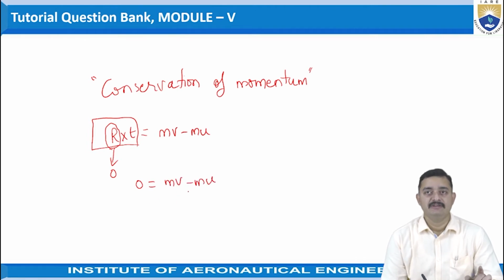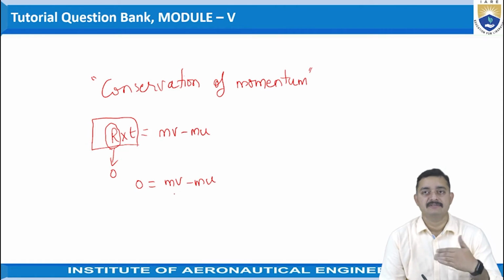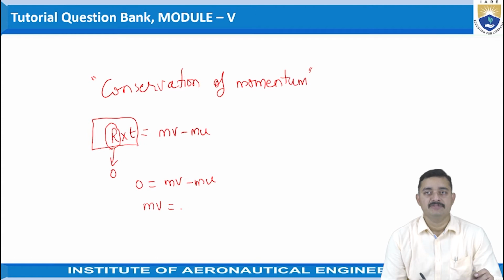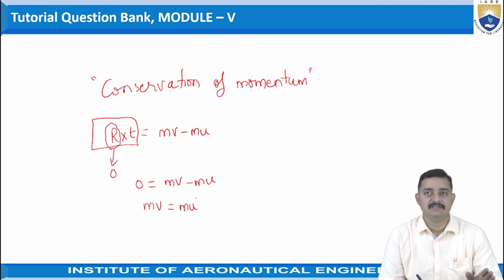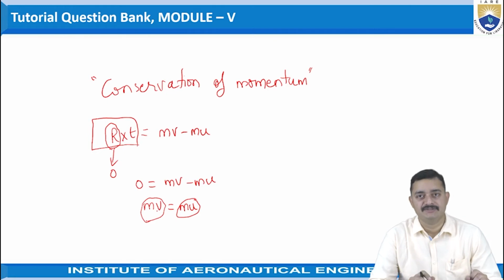If we take this negative term to the other side, we get initial momentum equal to final momentum. So whatever momentum we see in the system before action, that is m into u, is equal to m into v, that means after reaction.